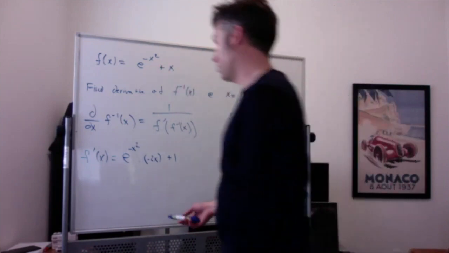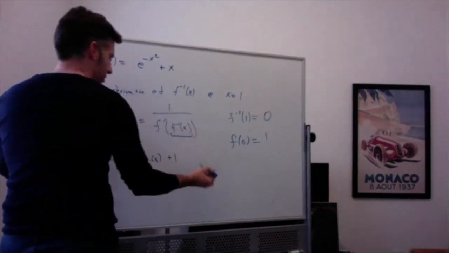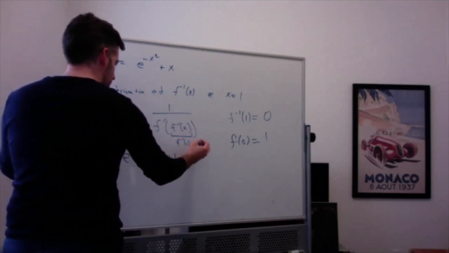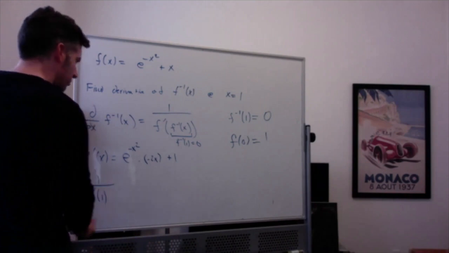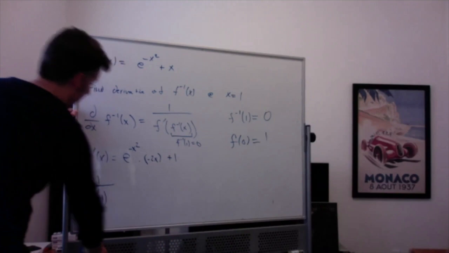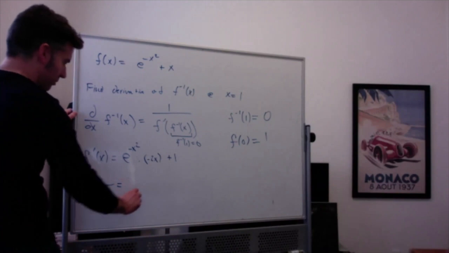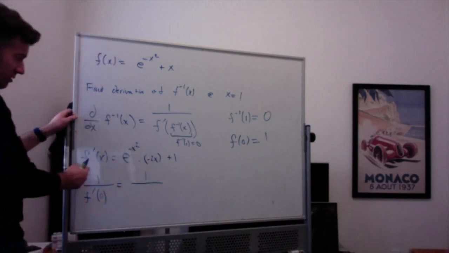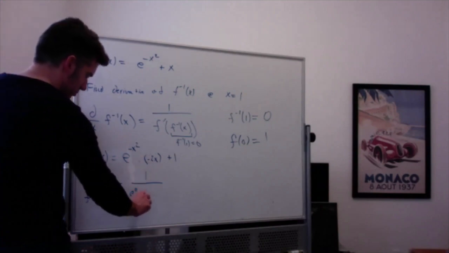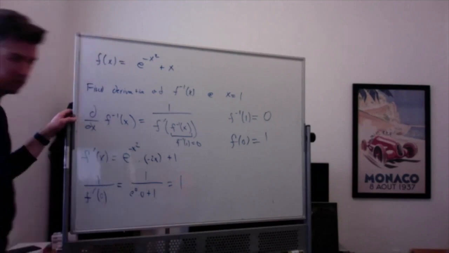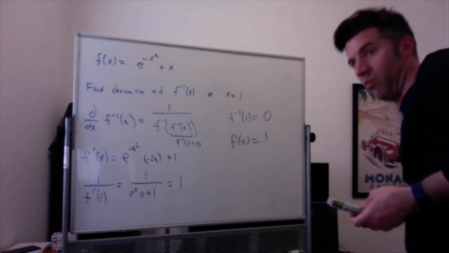So then we're going to say, okay, I want to find f prime of f inverse of 1, which equals f prime of 0. So I want 1 over f prime of 1. Sorry, not f prime of 1, f prime of 0. I just said that and then I wrote the wrong thing. And that's going to be 1 over f prime of 0, which is e to the 0 times 0 plus 1, which is 1. So that's how this theorem works.